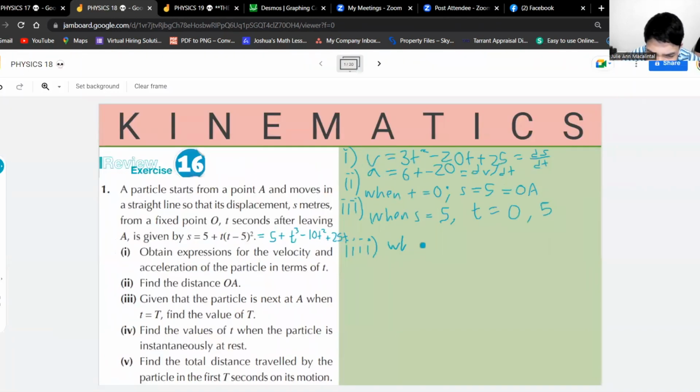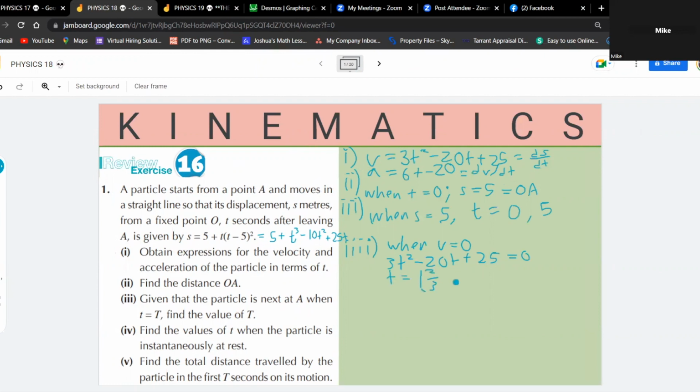Find the values of t when the particle is at rest, when v equals 0. Then the total distance, and then for part B, in the first t seconds of its motion, there are no reversals, are there?